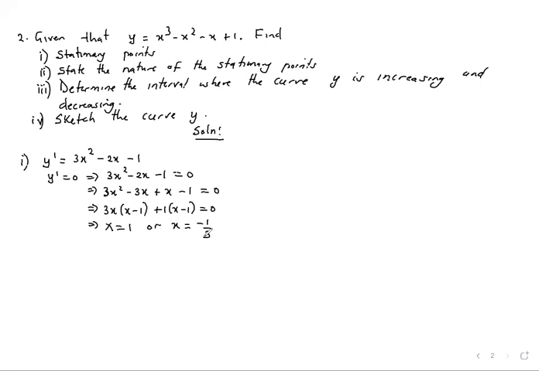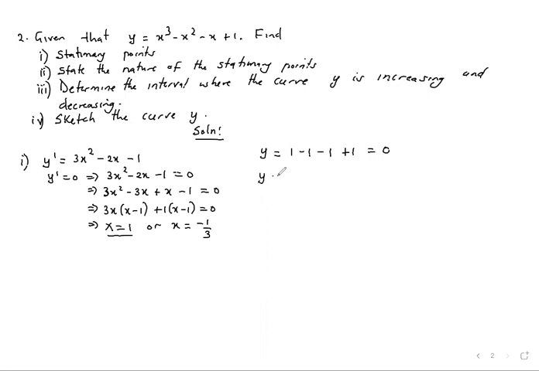These are the critical numbers. They are not yet points. They only become points if you find the corresponding y coordinates. To find a corresponding y coordinate, you take this critical number into the original equation. So when x is 1, we have 1 minus 1 minus 1 plus 1, which is equal to 0. So we have a stationary point. Now we find another one.